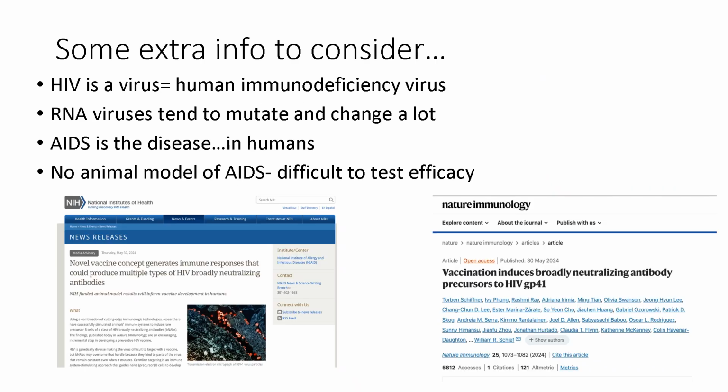A few important notes. HIV is a virus, human immunodeficiency virus, while AIDS is the resulting disease. RNA viruses mutate rapidly, complicating treatment and vaccine development. Because AIDS lacks an animal model, testing therapies is particularly challenging.